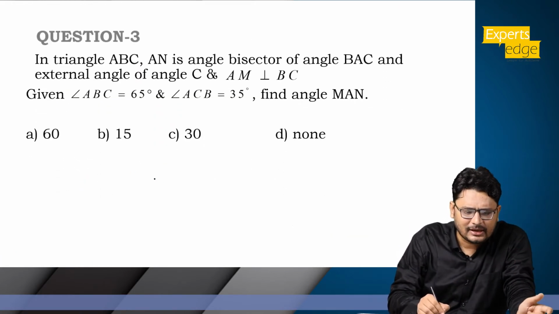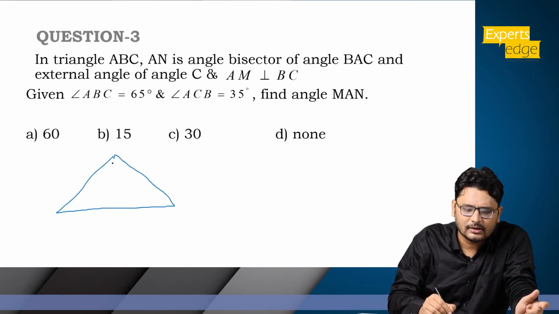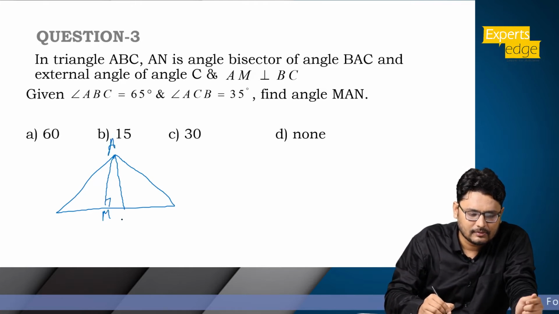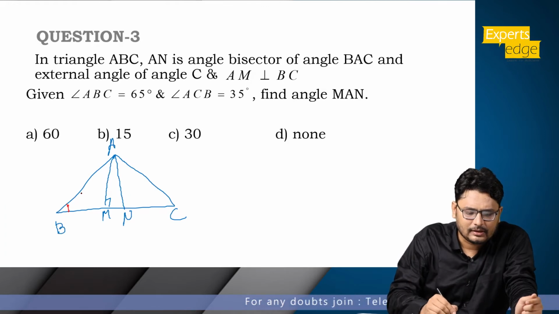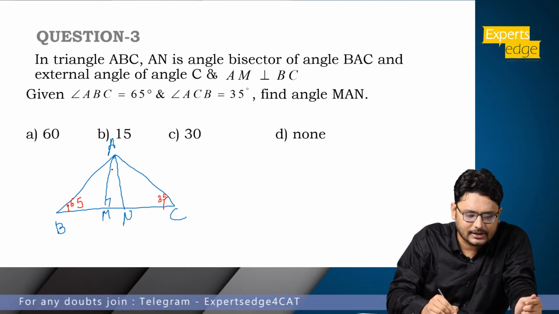Again, I think this is also direct, right? Formula based, which we did. AN is an angle bisector, whereas AM, this is AM, and this is C, and this is B. So angle ABC, this B is given as 65, and this angle ACB, this C is given as 35, and what is it asking? Angle MAN, this theta.